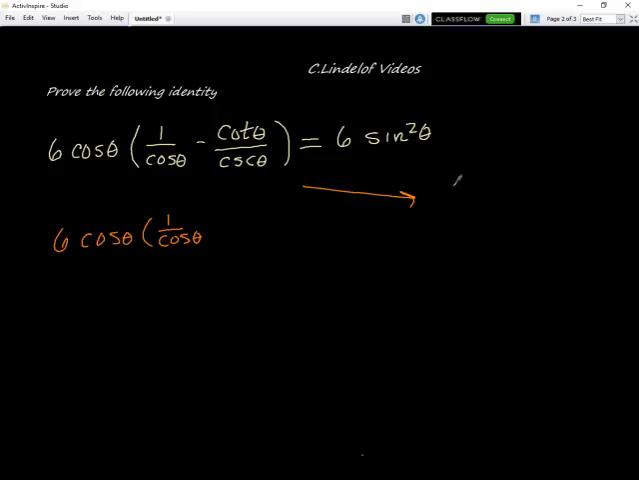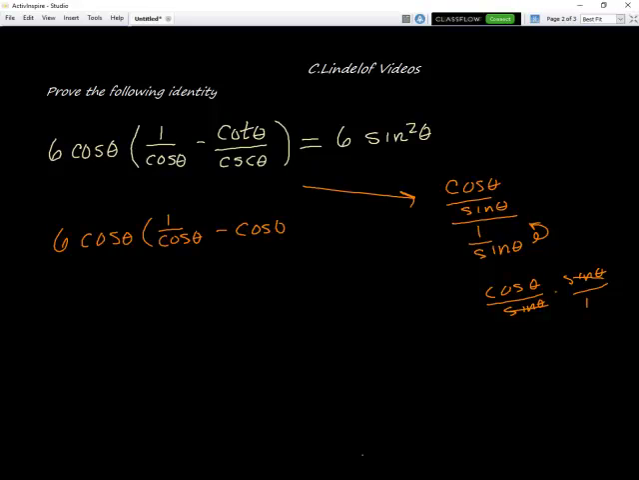I'm going to say that cotan theta is cosine theta over sine theta, right? All over 1 over sine theta. So this is the theorem of complex fractions. So this is cosine theta over sine theta times sine theta over 1. Cancels out. So this is just cosine theta minus cosine theta. All right, and it has to equal 6 sine squared theta. This is going to work.